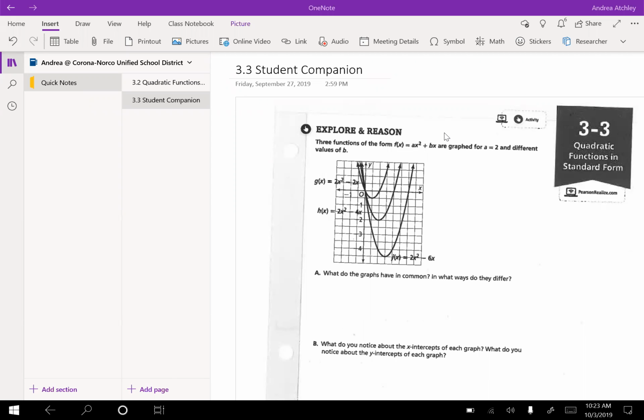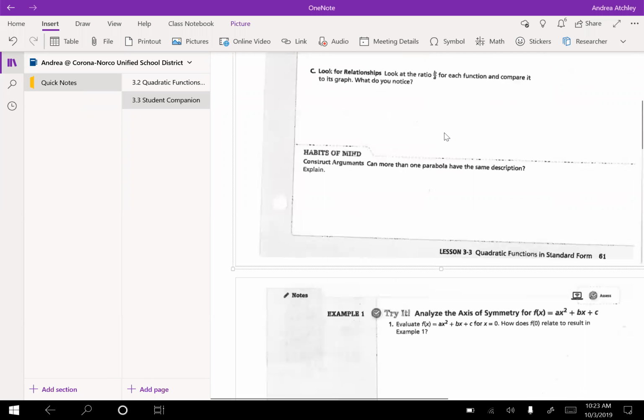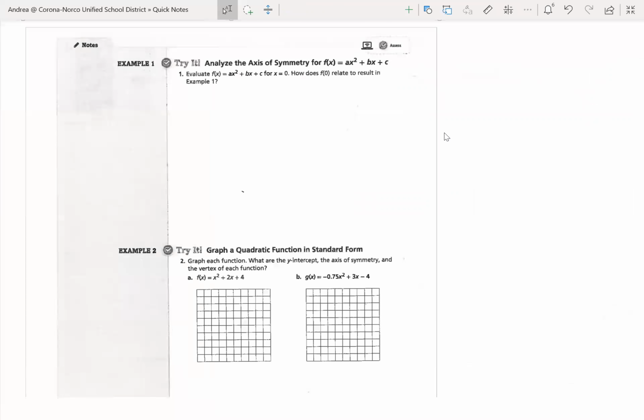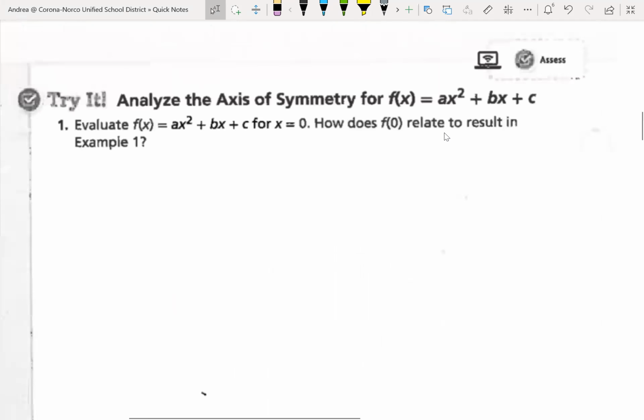Okay, so we are going to go to page 62. We're going to analyze the axis of symmetry for f of x equals ax squared plus bx plus c. We're going to evaluate f of x equals ax squared plus bx plus c for x equals 0. Okay, so before we do that, we need to know what this is.